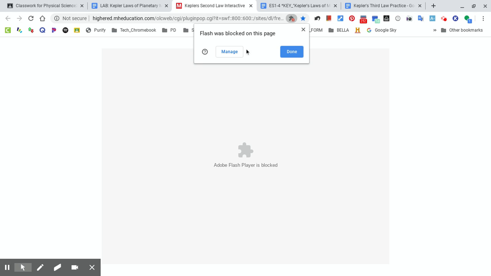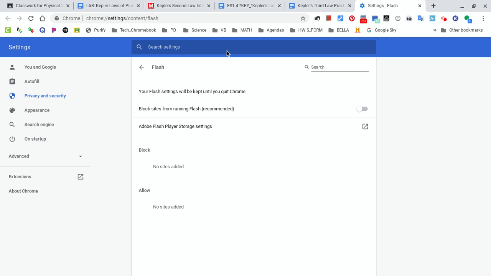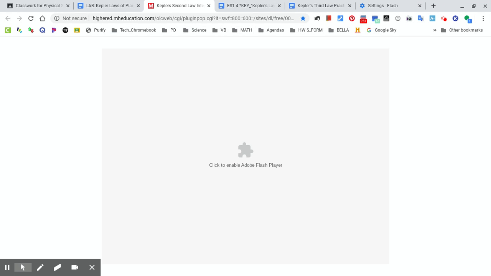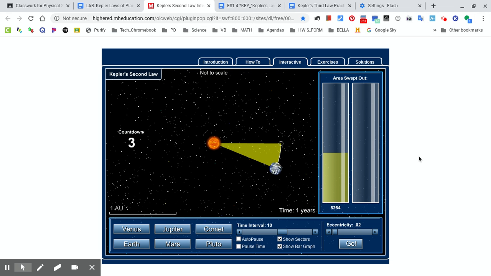Okay, I might have to manage this because the flash was blocked. So I'm going to manage and ask first. Okay, so let's see if that works now. Let's refresh it. Okay. Click to enable. So that's how you fix that if that happens to your Chromebook too. Maybe that's the issue of why some people haven't done them. So here we go.